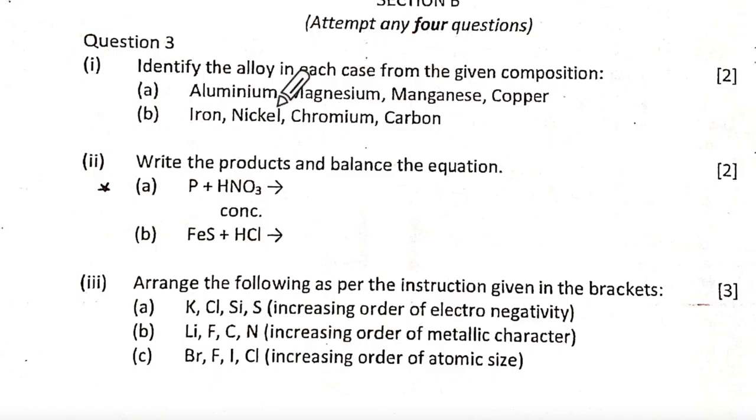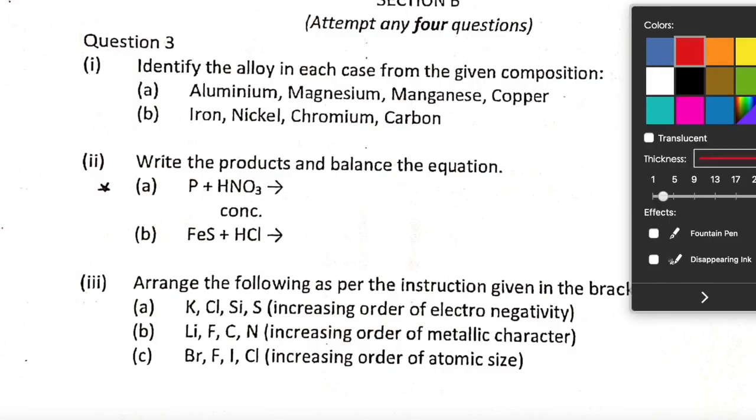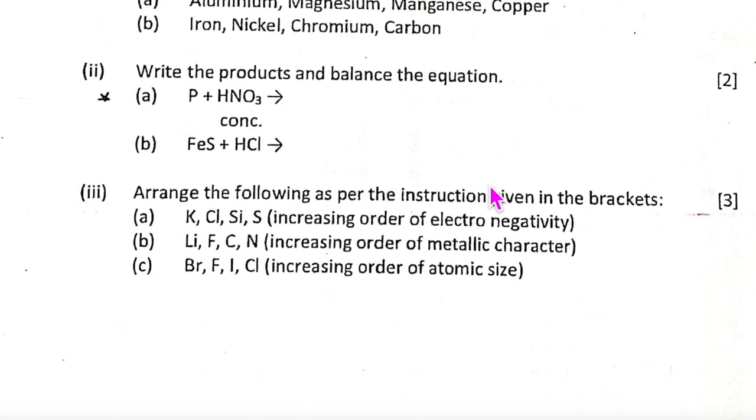All right, we come to question 3. Identify the alloy in each case from the given composition. This one, with magnesium and copper, is duralumin. Then we come to this. This is stainless steel. So just write it if you are getting those marks. We have to go very, very fast.